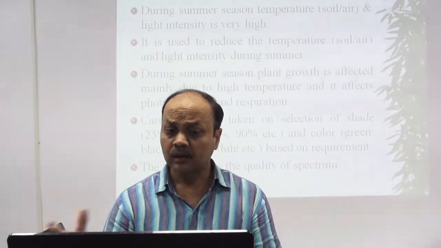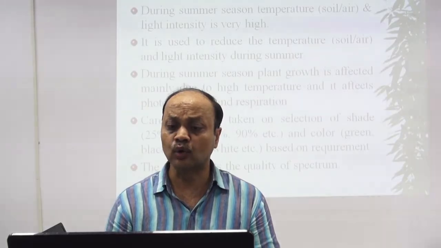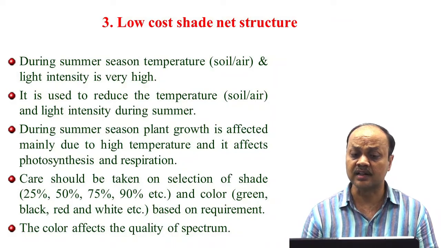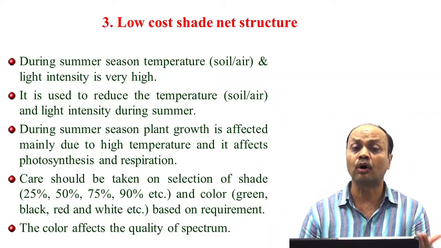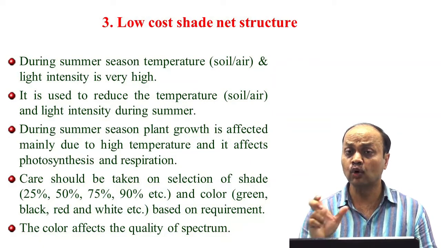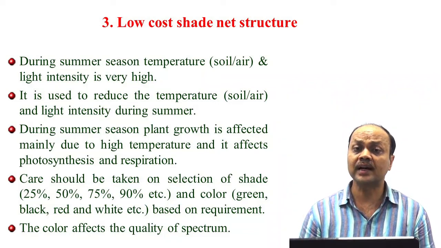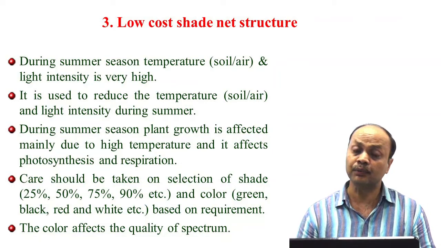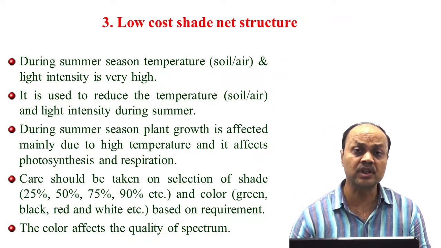Now we'll discuss the low cost shade net structure. During the summer season, as I told you, the temperature, meaning soil and air, and light intensity are very high. If you recall, we discussed that in the open field, air temperature is high, due to that soil temperature is also high, and light intensity is also high. So in a greenhouse it is very difficult to do cultivation. You can do cultivation in the greenhouse, but you have to reduce the temperature and the light intensity.